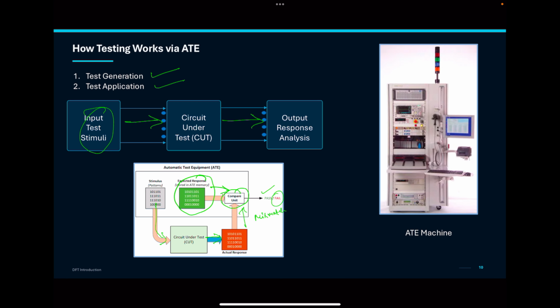And you can see the image on the right side, a typical ATE machine used in semiconductor manufacturing and also in validation labs. This equipment automatically generates signals, captures responses, performs comparisons, and records test results at very high speed, enabling efficient testing of large volumes of devices.